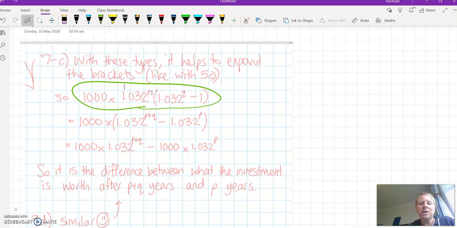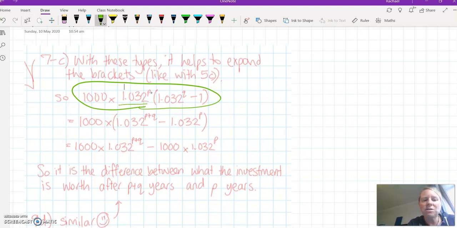So your next step is to expand out those brackets, using your power rules. You've got the same base, 1.032, to the power of P, and that same base to the power of Q, being multiplied by each other. It becomes the same base with those powers added together, so you end up with 1.032 to the power of P plus Q. That's our power rule, isn't it? Then expanding out the next term, minus 1 lot of 1.032 to the power of P. That just ends up being that term there.